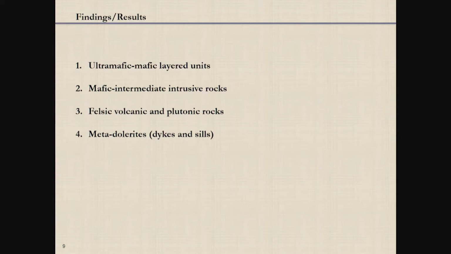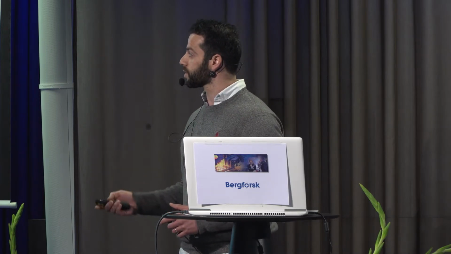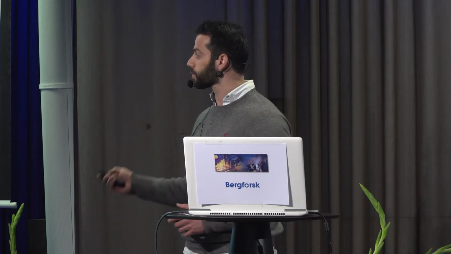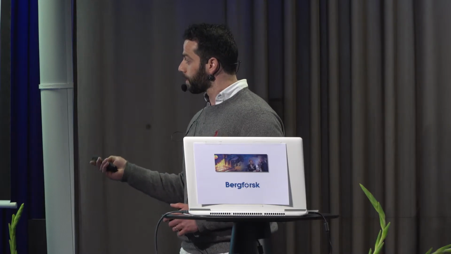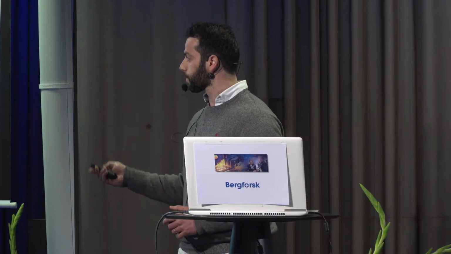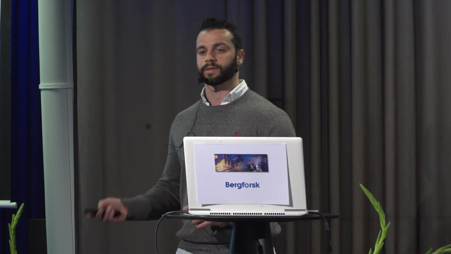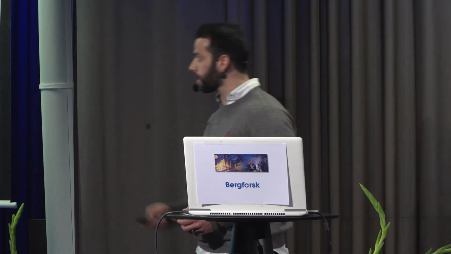And all this information is required to construct 3D models, right? So our findings are summarized here, what type of rocks we have in the Elevare area. They are restricted to ultramafic, mafic layered intrusive complexes. We have mafic intermediate rocks. We have felsic volcanics, mostly plutonic rocks, also volcanics, of course. And we have some metadolerites, dikes, and sills. And here we can see them.